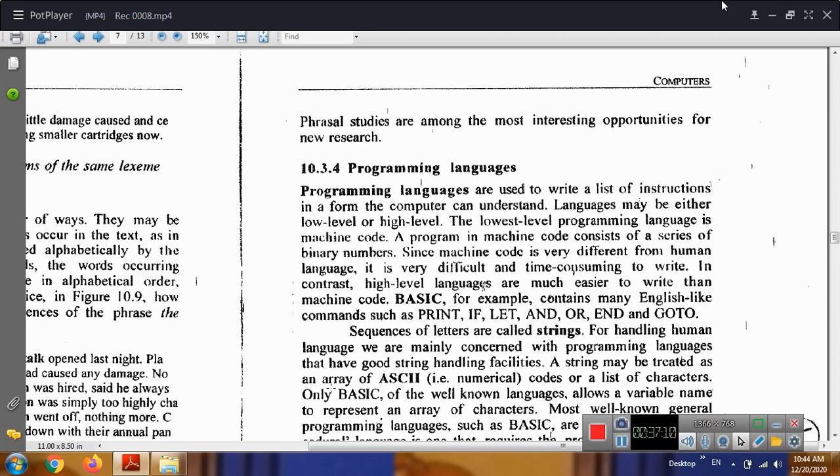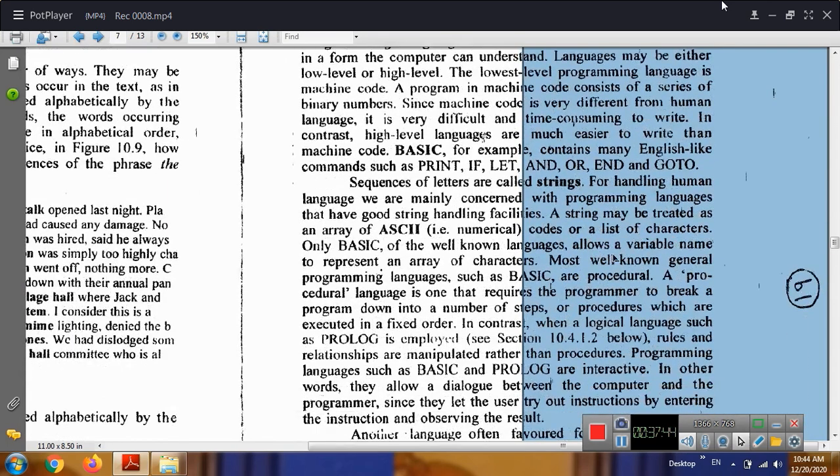Programming languages are used to write a list of instructions in a form the computer can understand. Languages may be either low level or high level. The lowest level programming language is machine code. A program in machine code consists of a series of binary numbers. Since machine code is very different from human language, it is very difficult and time consuming to write.